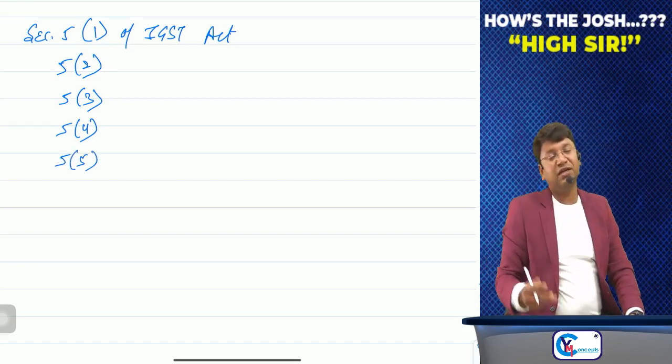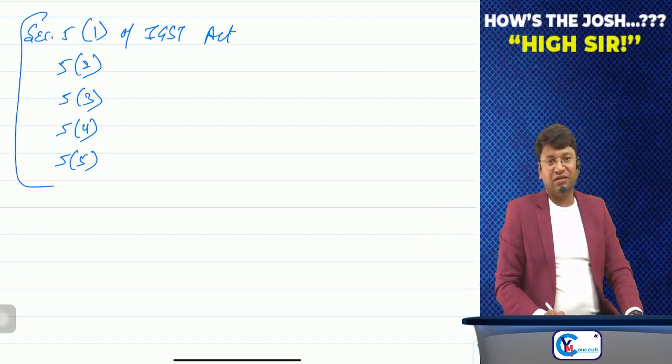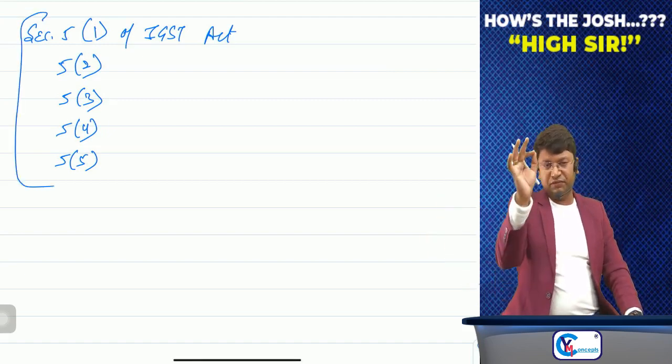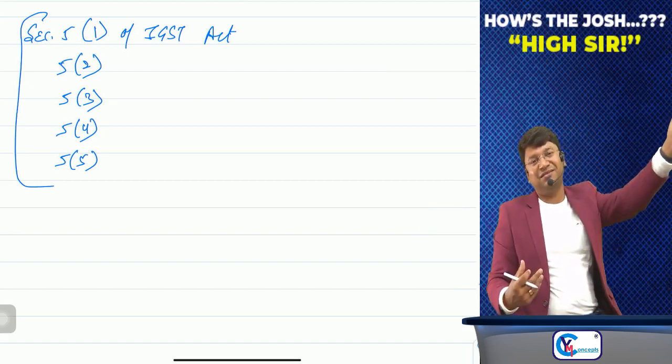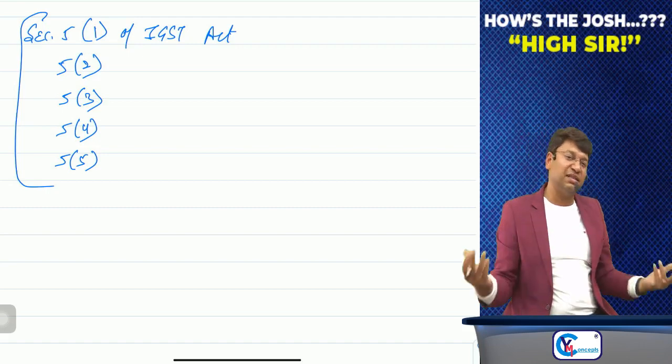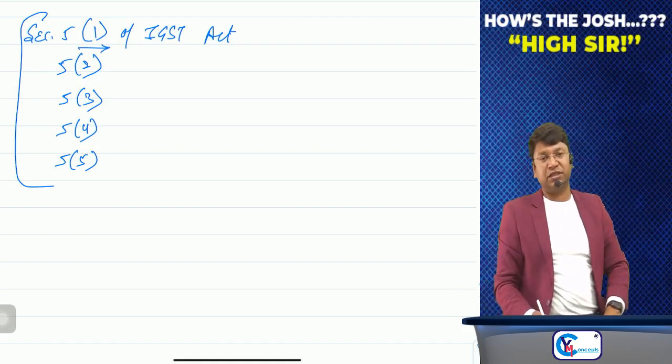And section 5.5 is regarding Ola, Uber. See here, these subsections 1, 2, 3, 4, 5 are regarding interstate supply, and section 9 of the CGST Act was regarding intrastate supply, otherwise absolutely the same. One more proviso is here in section 5 subsection 1.